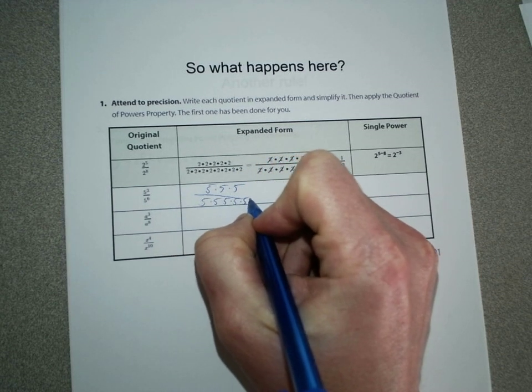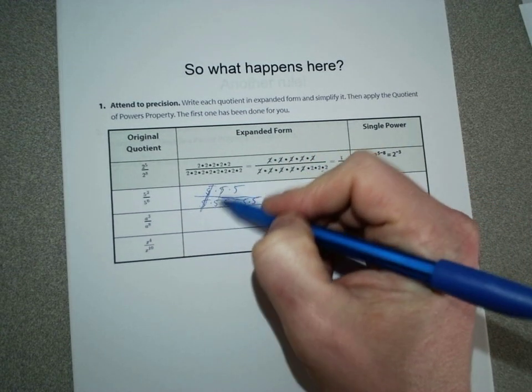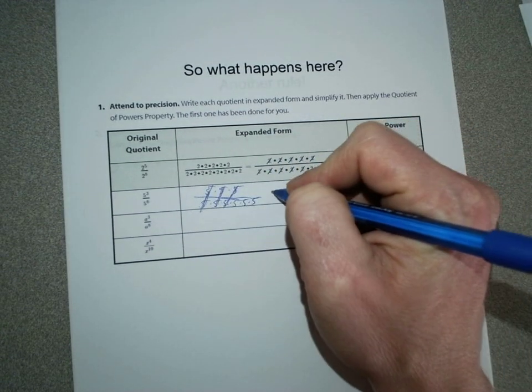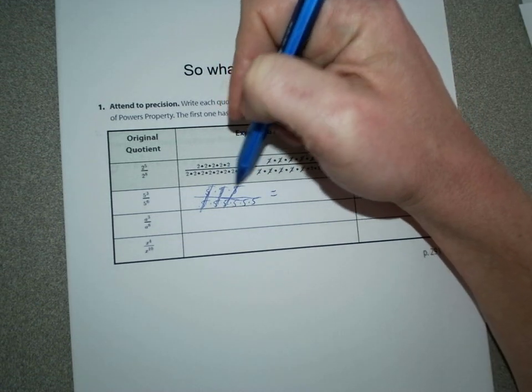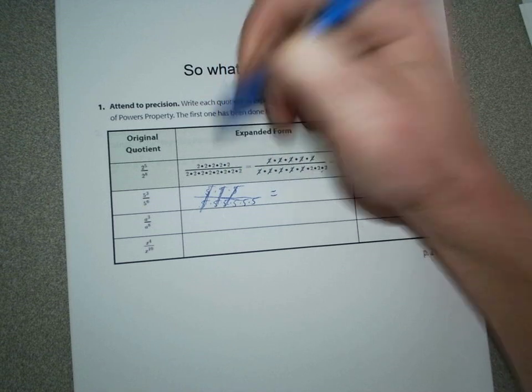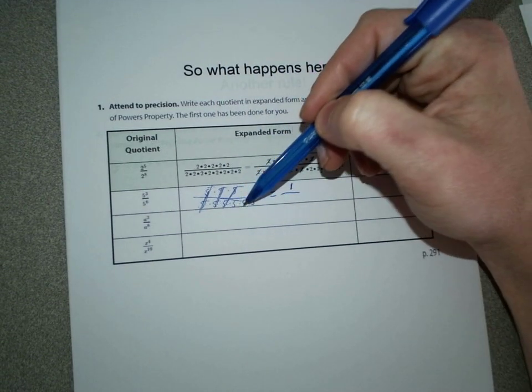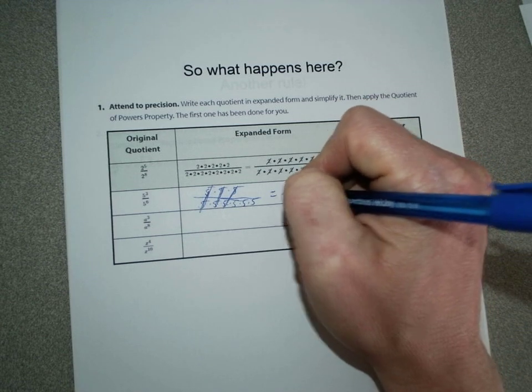And I got a little messy there, but that's all right. So these will eliminate, these will eliminate, and these will eliminate. Now remember, these didn't really disappear. They just became 1s. So 1 times 1 times 1 leaves me with 1 on top. And down here we have 5 times 5 times 5, or we could say 5 to the power of 3.